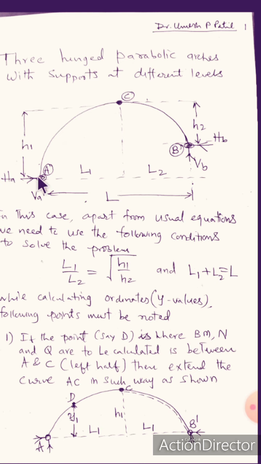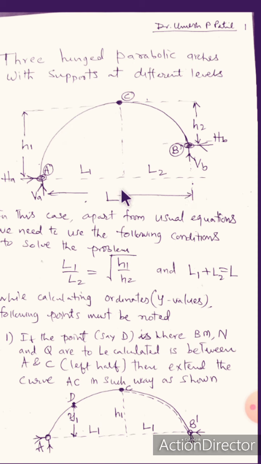Here you can see this is the center, that is the crown, that is the hinge at point C. Now the vertical distance between A and this crown is h1, whereas from B to the crown, the vertical distance is h2. Rest all is the same here. The total span between A and B, the horizontal distance between A and B, is L.